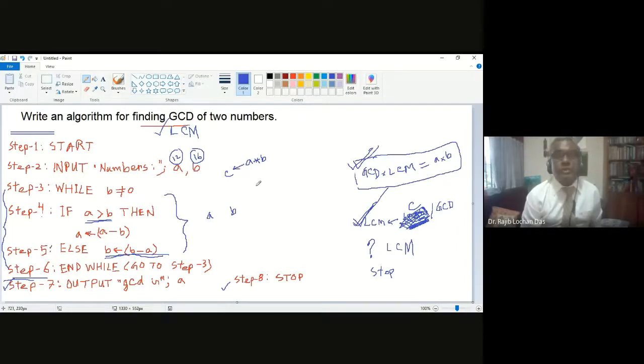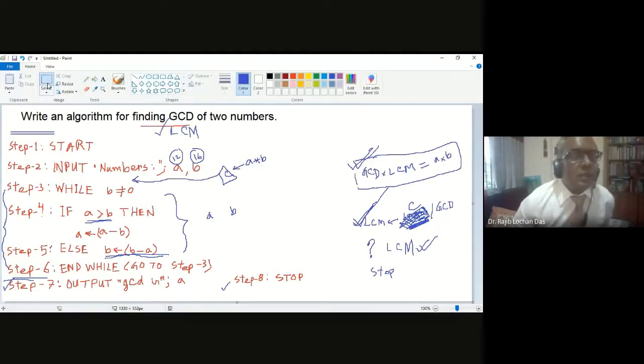So if you preserve A into B as a separate variable just after the input, then it will be preserved as the original value, and you can use this original value in the last line and the result will be correct. You got it now? Yes. Okay, good. So there will be another extra step here, and then you do the calculation for GCD and LCM, then print, then stop. Okay, so that is it.